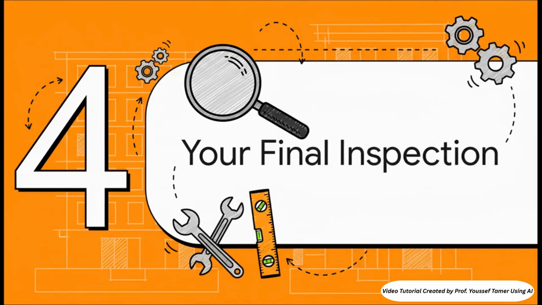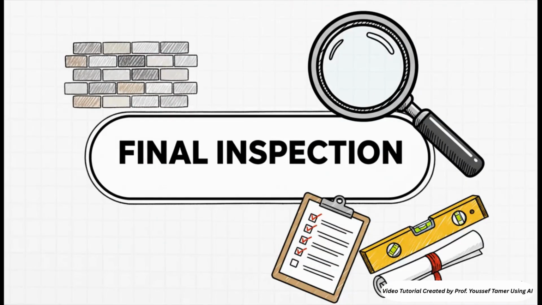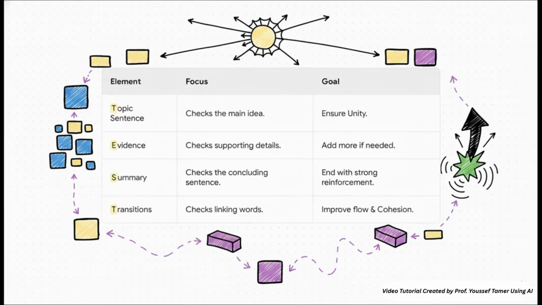All right, our structure is built, but no project is ever really finished without a final inspection. This is that crucial revision step where we make sure every single part of our paragraph is solid, stable, and totally ready for the reader. And just like any professional builder does a final walkthrough, a writer needs to do a final inspection. We're going to use a simple but incredibly powerful tool to check our work and make sure it's absolutely solid. It's called the TEST model.